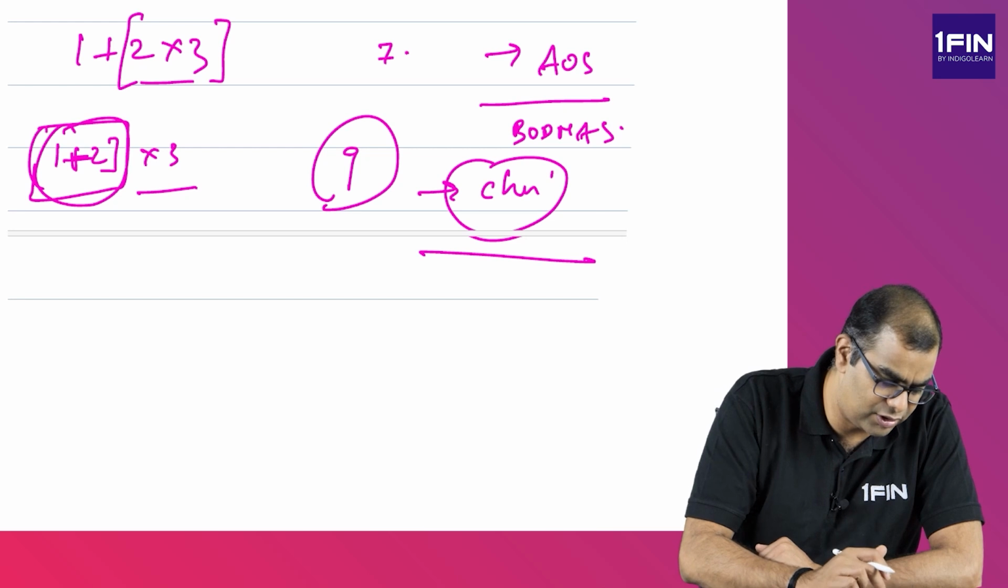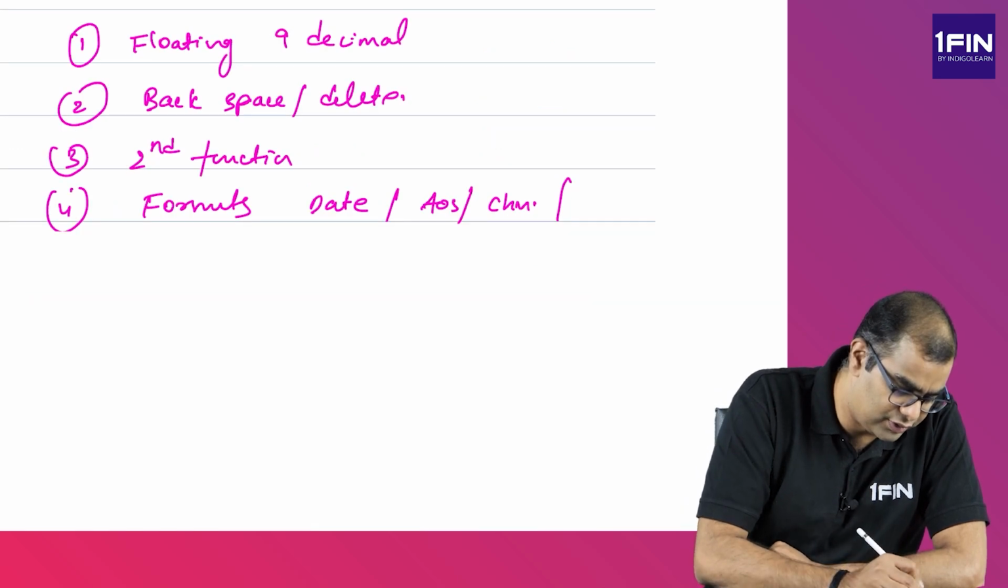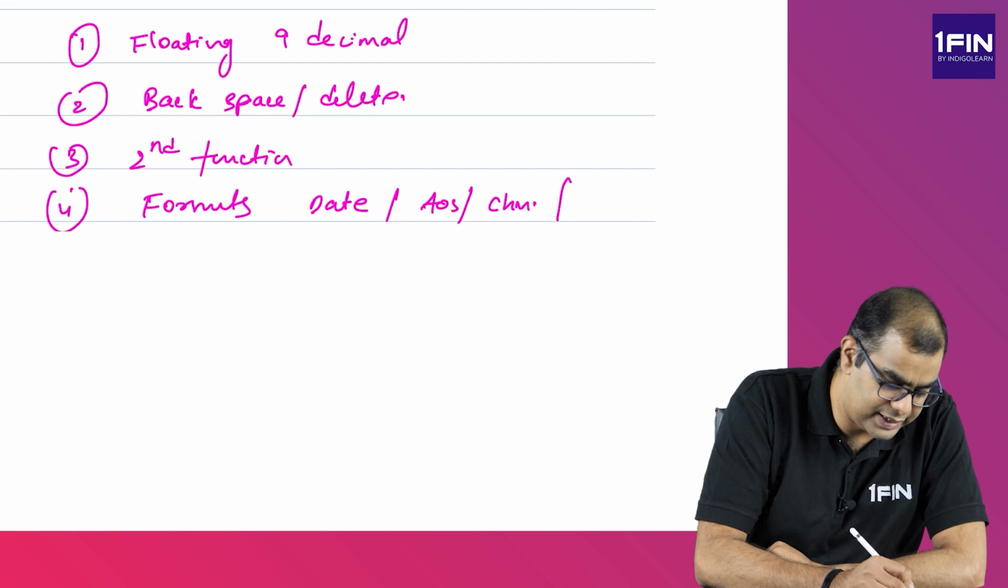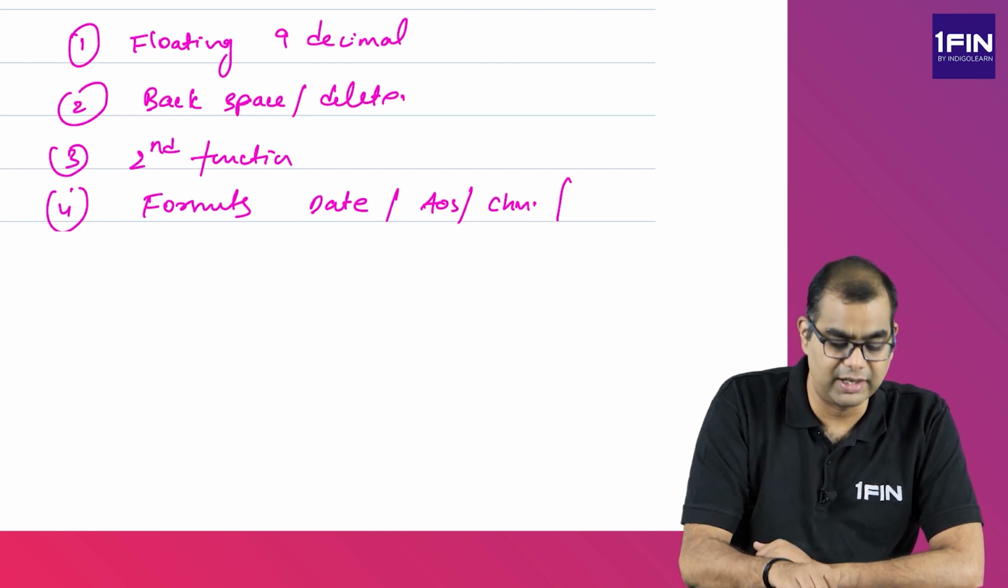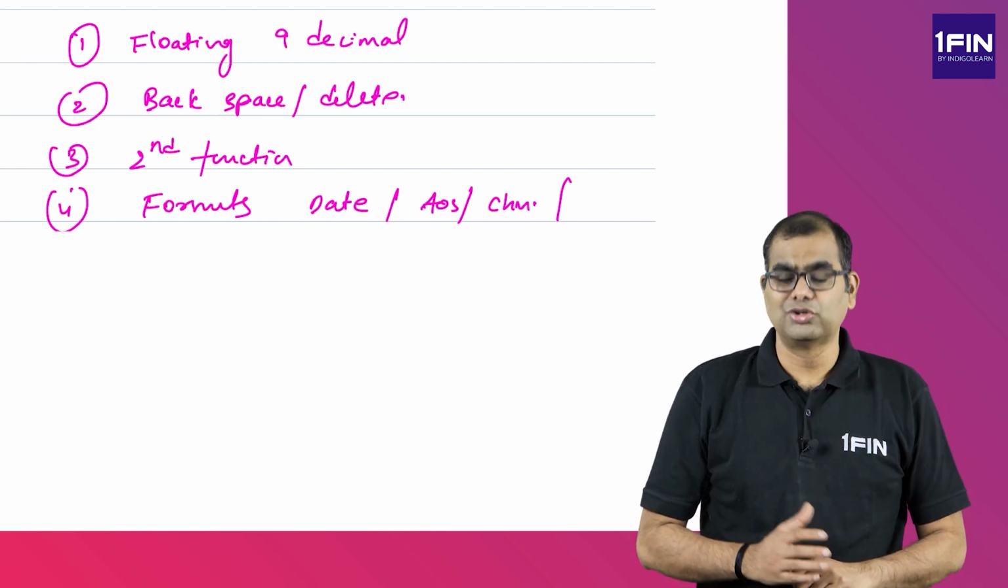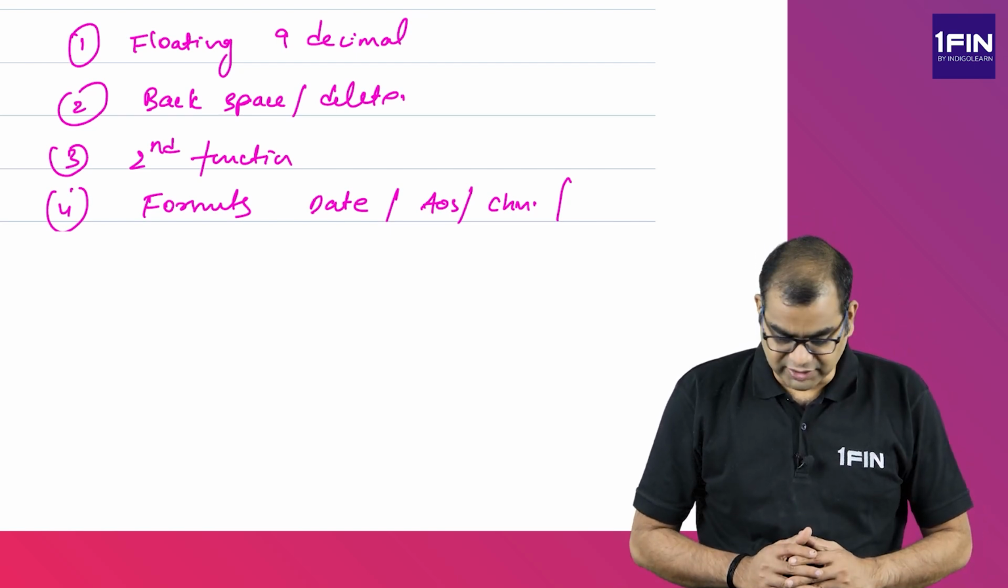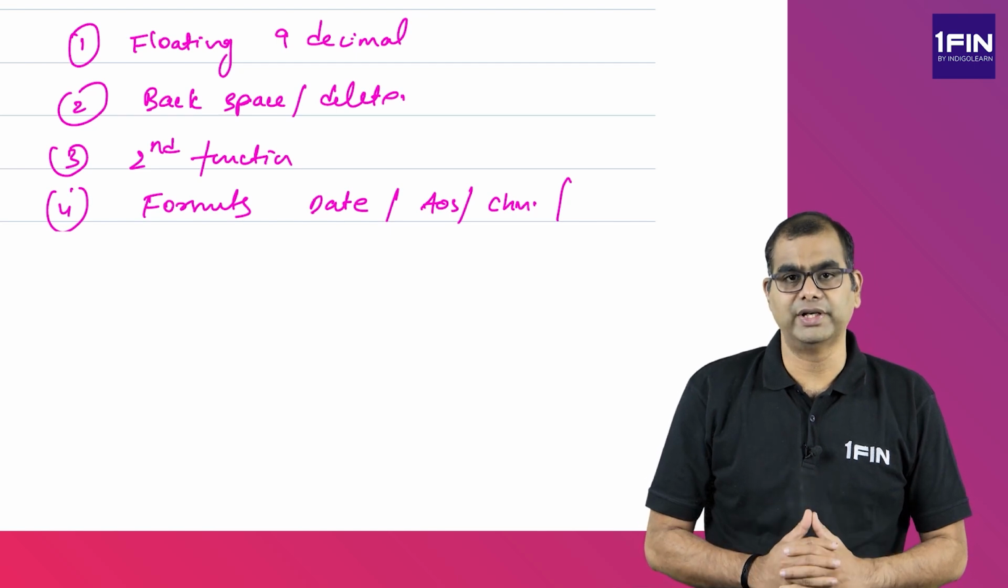And what all have we covered now? We have covered formats of decimal, then date, and AOS by chain. Okay, we have covered this so far. Now let us move to the next one. So now let us move to the other basic functions that we need to work on.